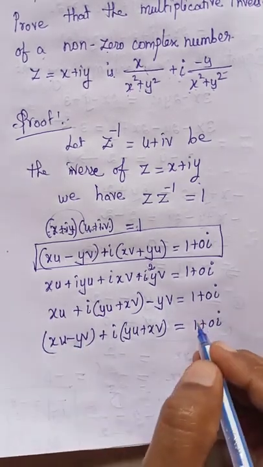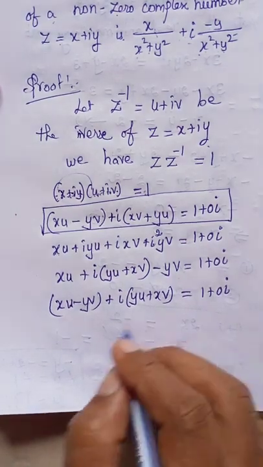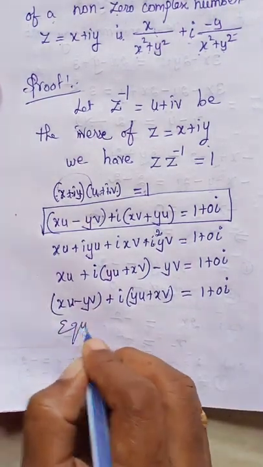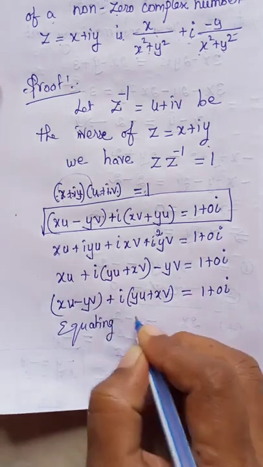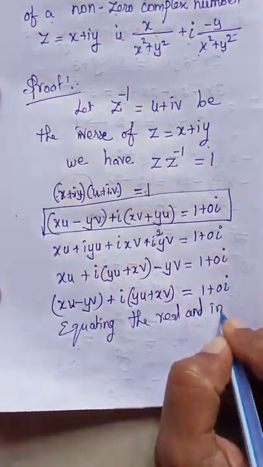When two complex numbers are equal, we know that the real part will be equal and the imaginary part will be equal. So, equating the real and imaginary part.